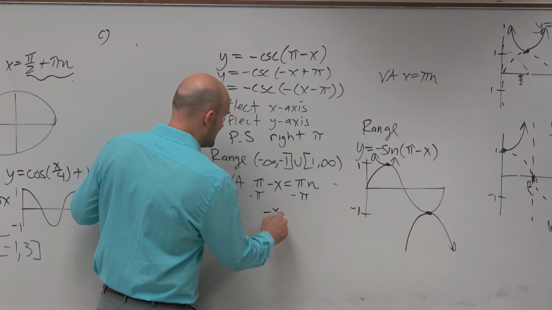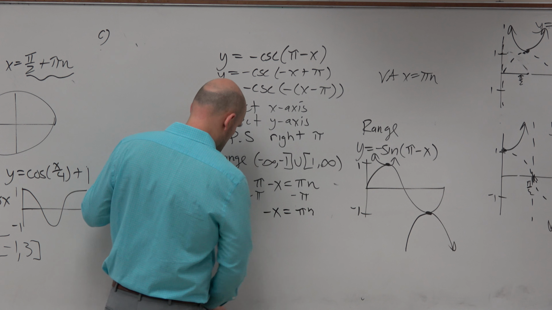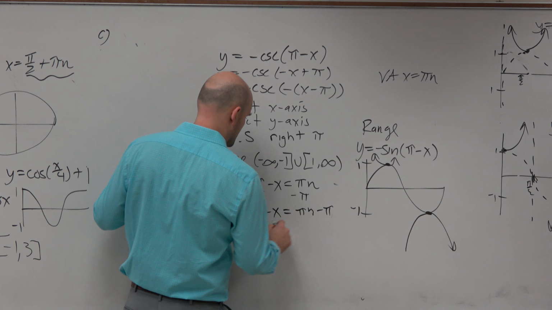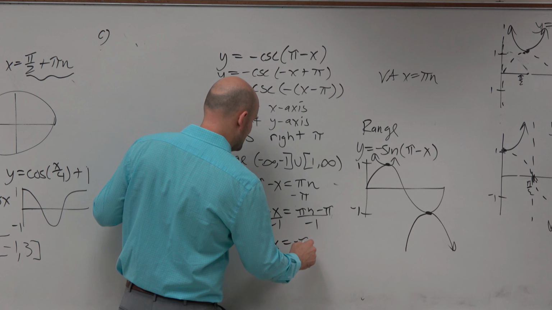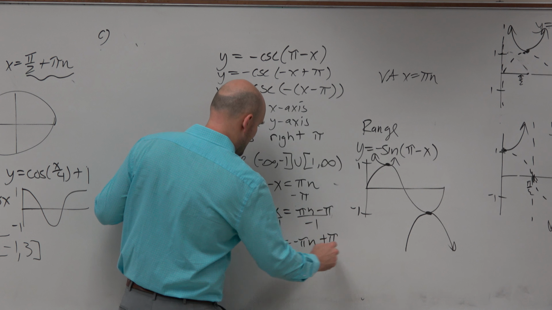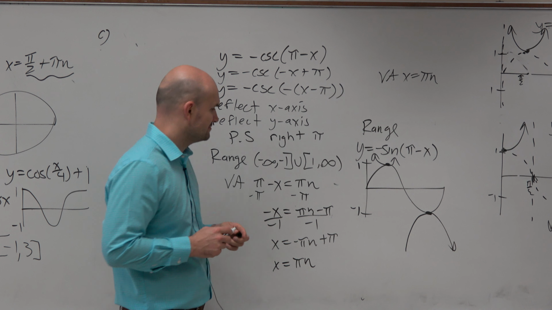So therefore, I have negative x equals pi n minus pi divided by negative 1. X equals negative pi n plus pi. So therefore, x equals pi n.